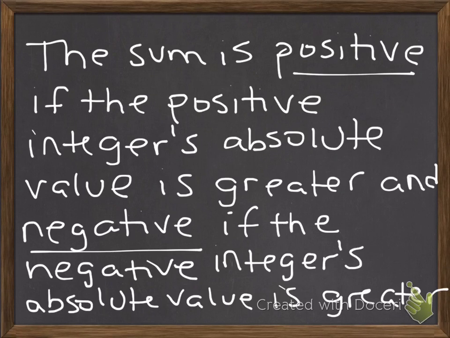And again, to reiterate, the sum is positive if the positive integer's absolute value is greater, and negative if the negative integer's absolute value is greater, similar to what I just showed you.